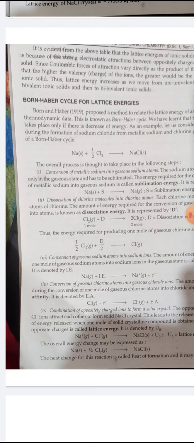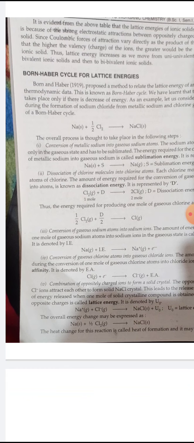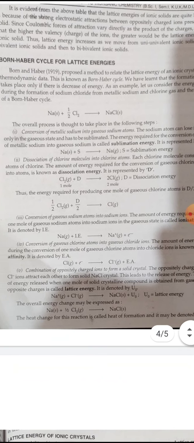Then there is combination of oppositely charged ions to form a solid crystal. The Na+ ions and chloride ions attract each other to form an NaCl crystal, and this leads to the release of energy. The amount of energy released when 1 mole of solid crystalline compound is obtained from gaseous ions of opposite charge is called lattice energy, and it is denoted by U0. That is, Na+ in the gaseous state plus chloride ions gives NaCl in the solid state plus energy, and this energy is known as lattice energy. The overall change may be represented as Na in the solid state plus half Cl2 in the gaseous state forming NaCl, and the heat change for this reaction is called heat of formation, denoted by delta HF.